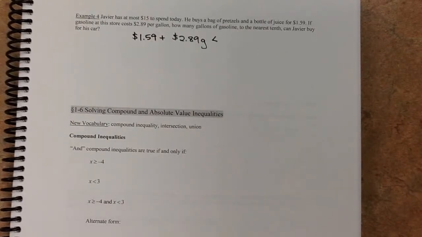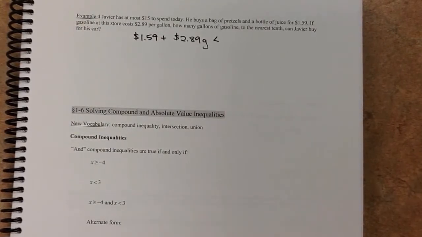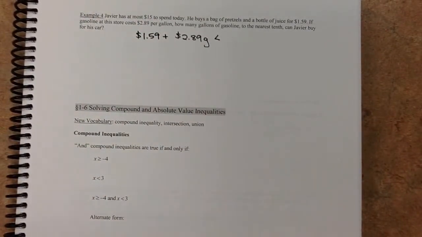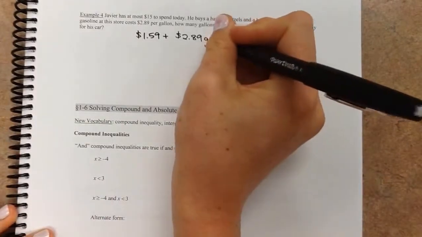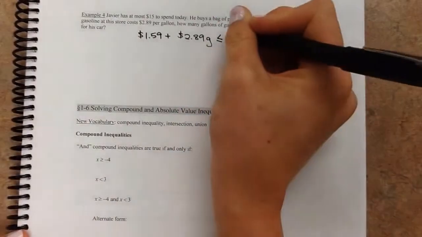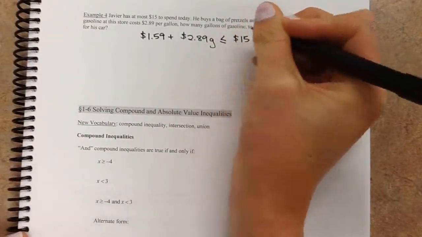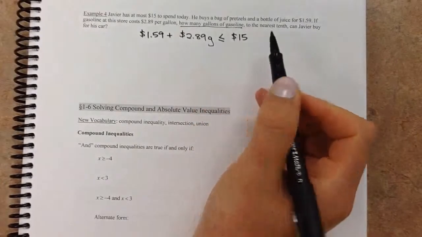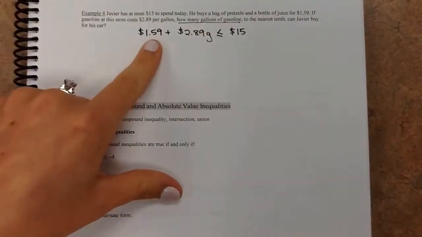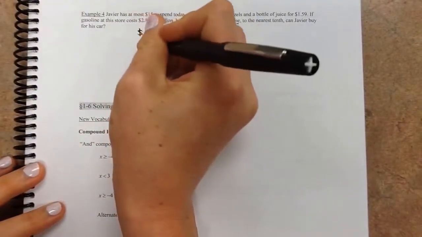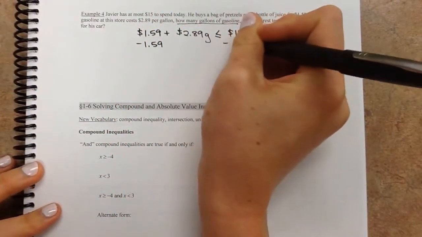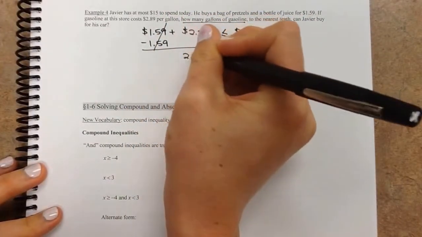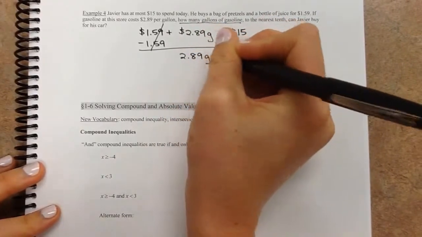And then it's always a tricky question like, do I have the or equal to? Do I not have the or equal to? So he has at most $15 to spend. He could spend exactly $15 if the money worked out well like that. So we do have the or equal to, and then we've got $15 right here. So our goal, when he says how many gallons of gasoline, we're trying to solve for G. So really similar steps to what we just did on the previous examples. We want to start by subtracting $1.59. Okay, so that cancels here. We still have 2.89G is less than or equal to.